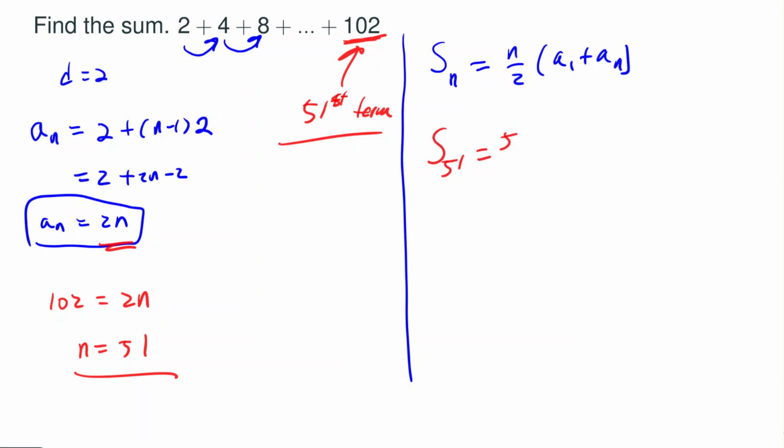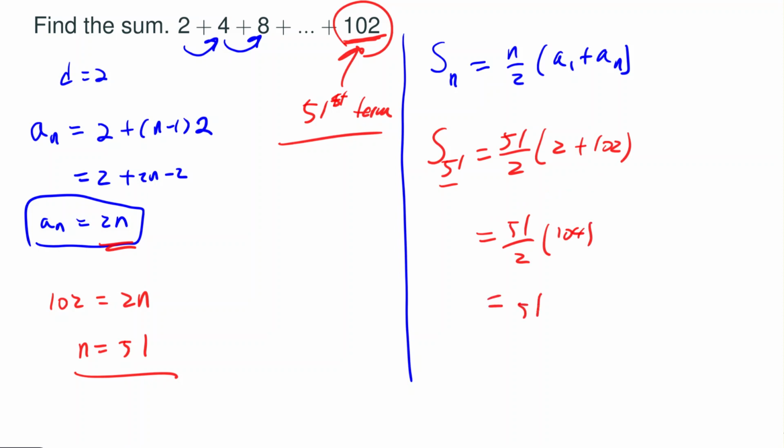We need this because now we're finding the sum of 51 terms. Then we know the number for n, which is 51. And a of 1, in this case, is 2. And here we're doing a of 51, because n is 51, which is the last term, 102. So we get 51 over 2 times 104. 104 divided by 2 cancels out to 52. And 51 times 52 is 2652.